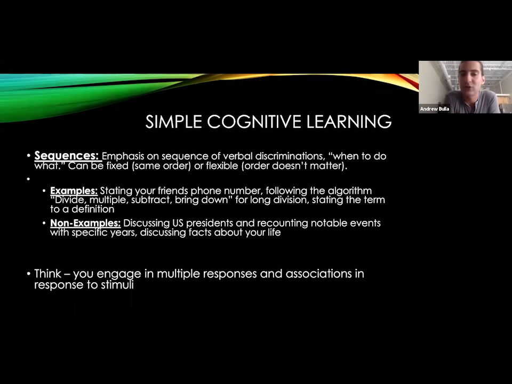Non-examples would be discussing U.S. presidents and recounting notable events with specific years, not ears. I mean, maybe you want to know about the president's ears, but not me. So this is not just a sequence of behavior. This is very complex, being able to demonstrate subject mastery by talking through facts, figures, notable events. Same thing with discussing facts about your life. That's more complex than just a series of verbal discriminations. I want you to think here that you engage in multiple responses and associations in response to the stimuli.